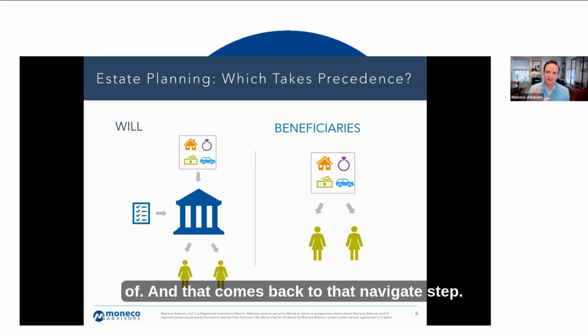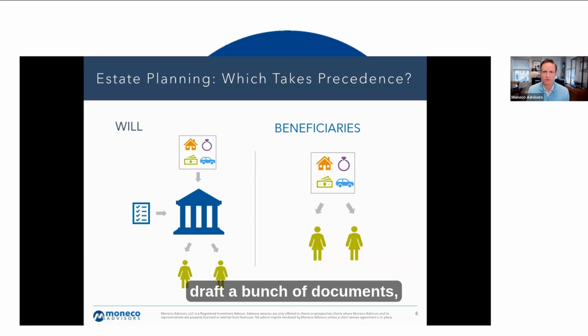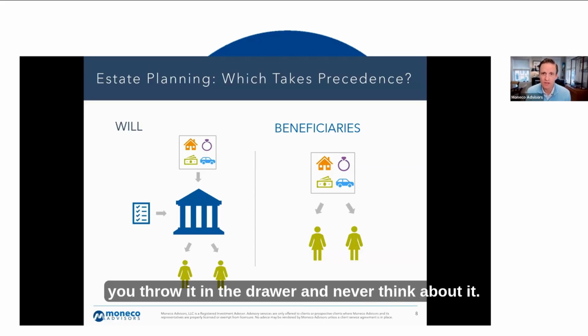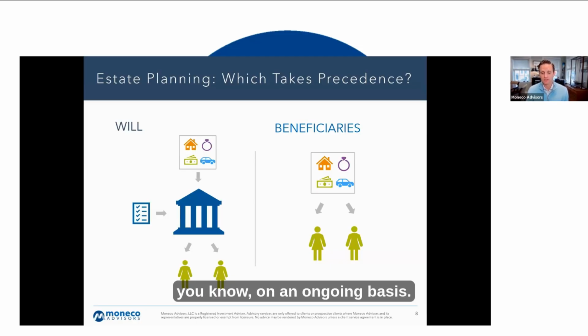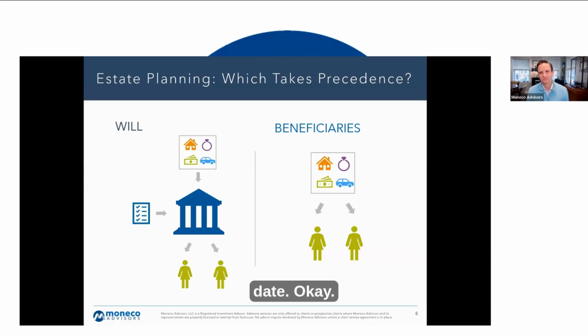And that comes back to that navigate step. Why estate planning is not something that you just draft a bunch of documents, throw in the drawer and never think about. True estate planning is the ongoing process of looking at these things, making sure that everything is up to date and having that process on an ongoing basis. So that's will versus beneficiary. Make sure if you get nothing else out of this presentation, take a look at your beneficiary designations and make sure they're up to date.